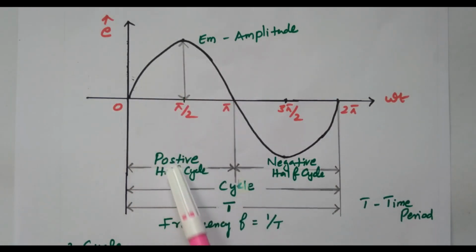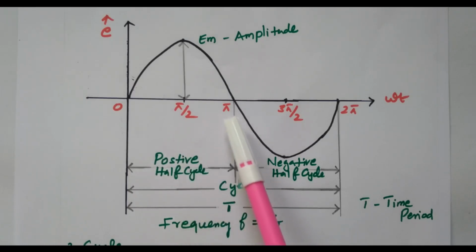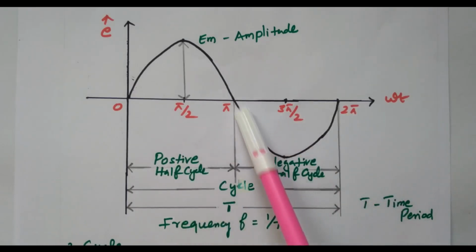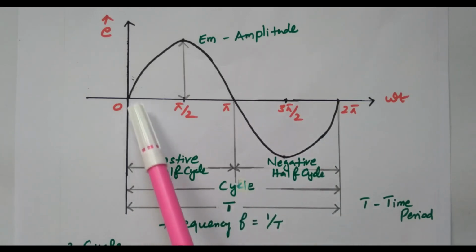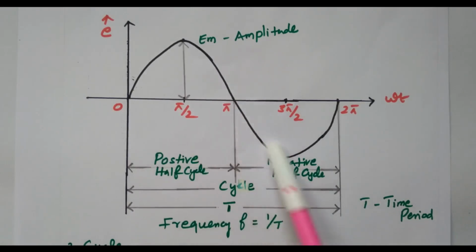It's called a positive half cycle. From 180 to 360 we have negative voltage, so this is called a negative half cycle. The sum of these two, positive half cycle and negative half cycle, is the full cycle. The full cycle is nothing but the sum of positive half cycle and negative half cycle.